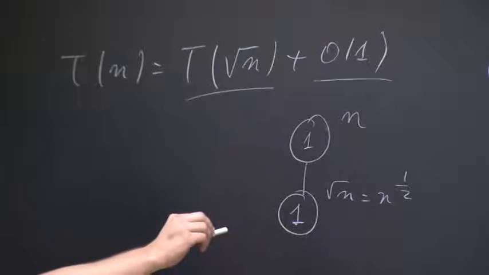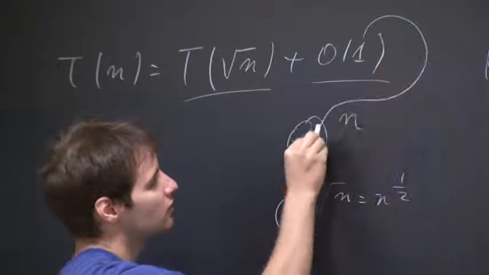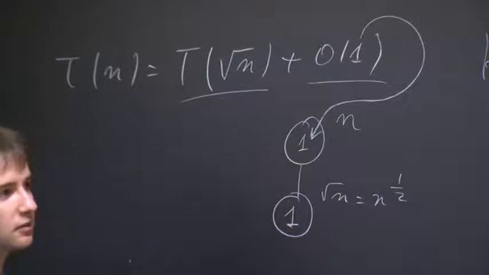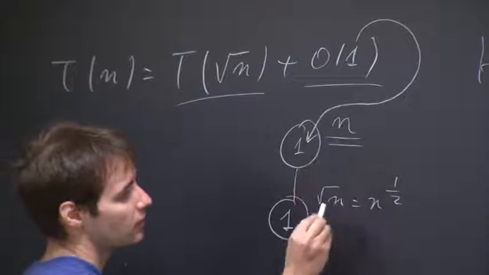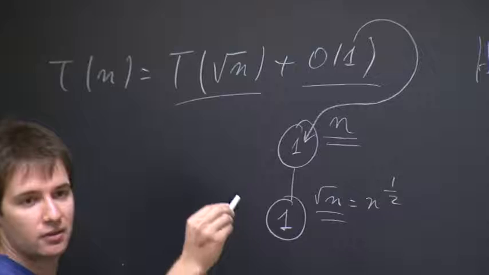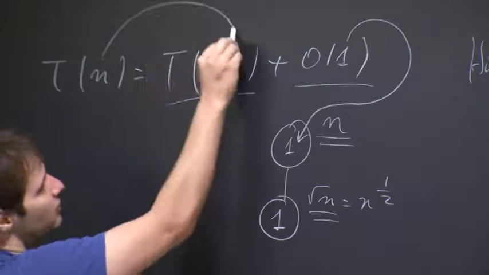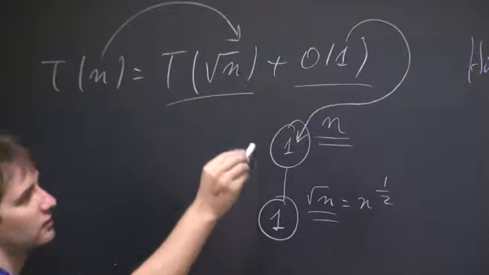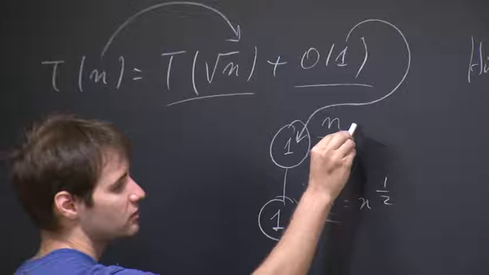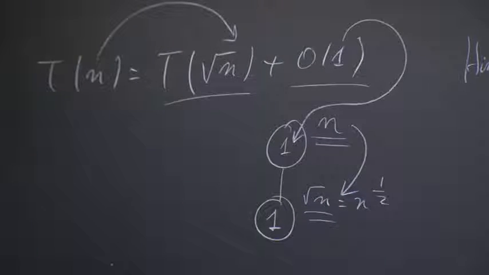When we draw a recursion tree, whatever is in here goes inside here. And this tells me how this number relates to this number. So when I go from one level to the next level, this is the transformation. N becomes square root of n. So the transformation here is the same as the transformation here. OK.